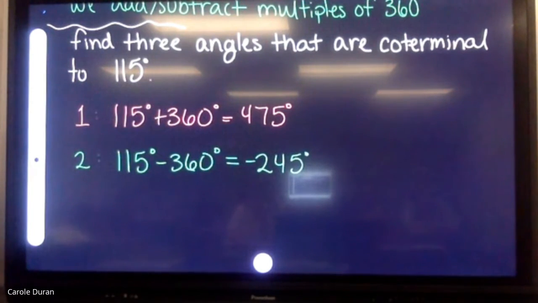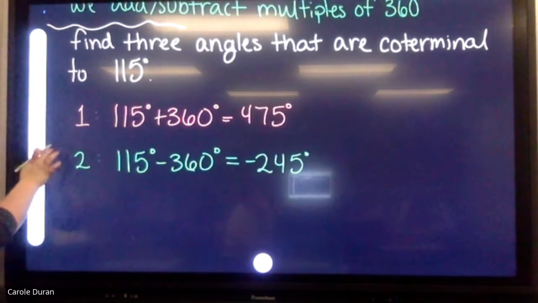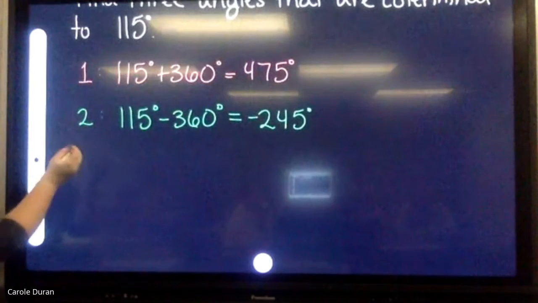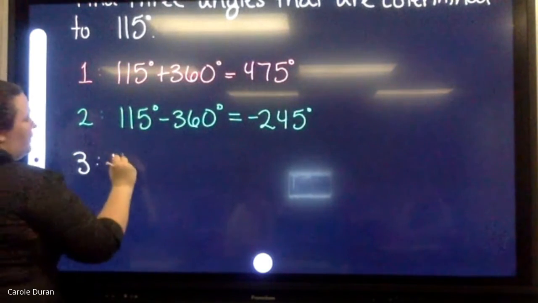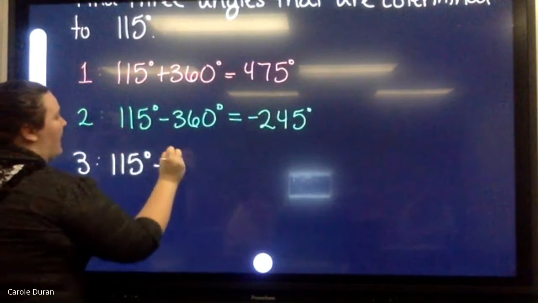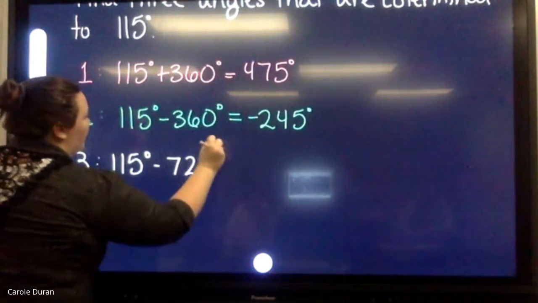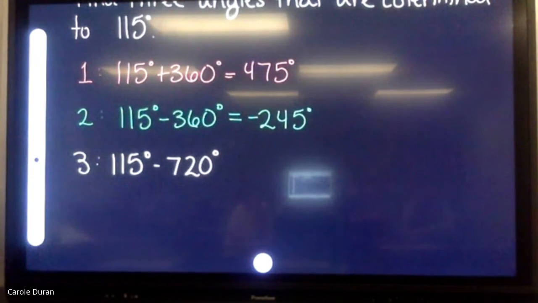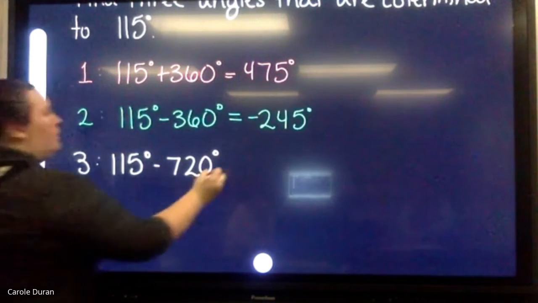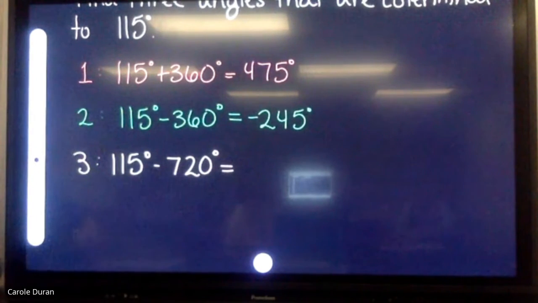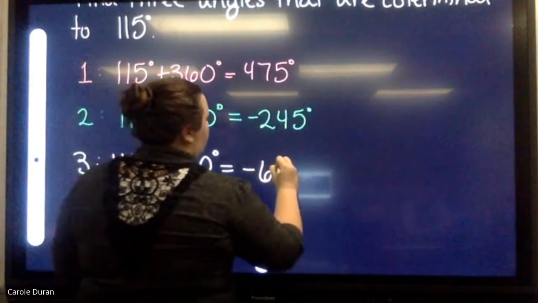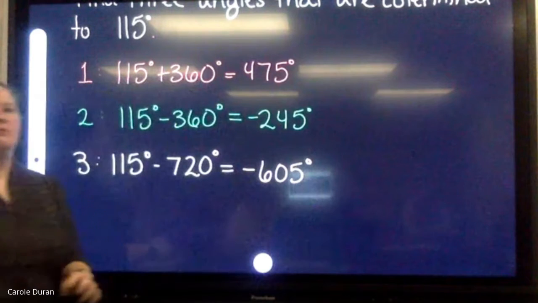Somebody tell me how you found a third one. There are an infinite number, so as long as you did the math right, there are no wrong answers. Yes, back up. Okay, so in other words, you took our original angle and subtracted 2 times 360, which makes it 720, right? Okay, so what did you get when you did that? Negative 605 degrees.